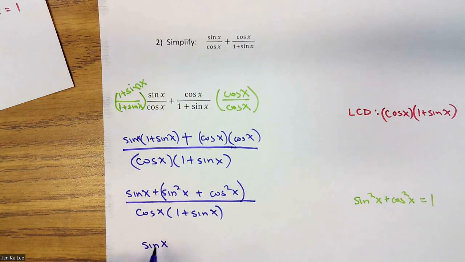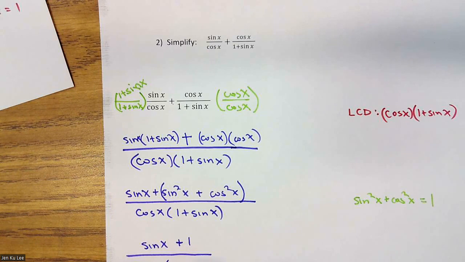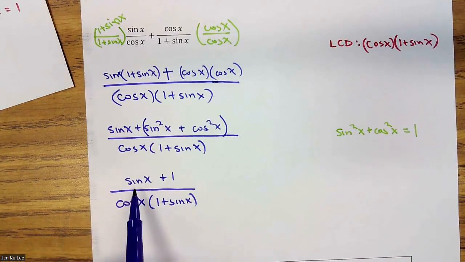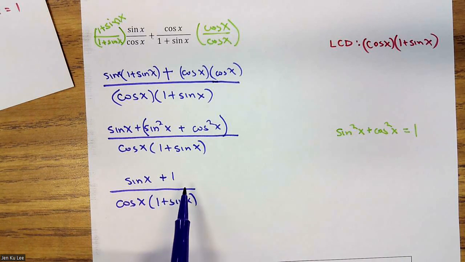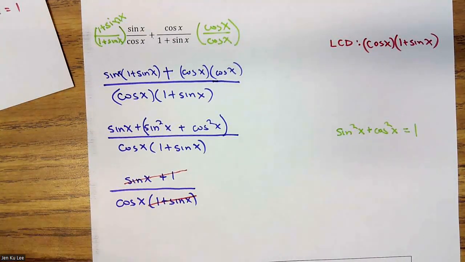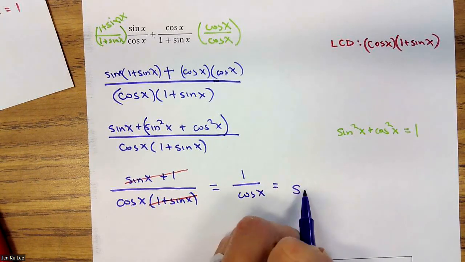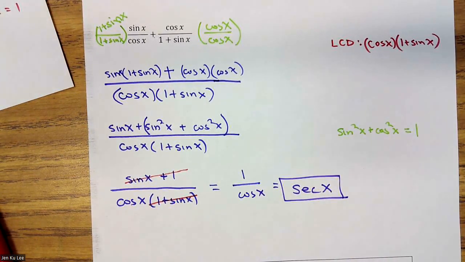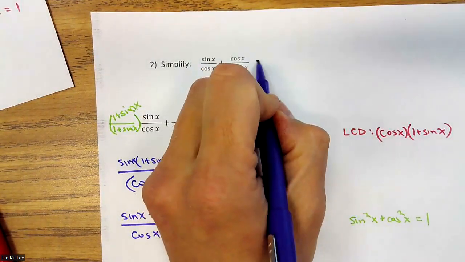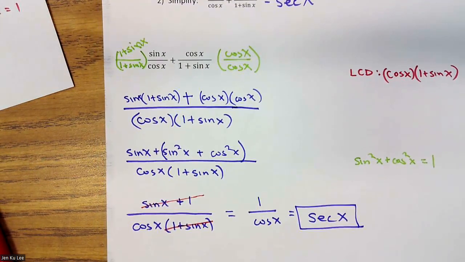So this would be sine of x plus 1 over cosine of x times 1 plus sine of x, right? So 1 plus sine of x is the same thing as sine of x plus 1. So they would essentially just cancel out. Okay, whatever's on the top. So we have 1 over cosine of x, and again, that is secant of x. How fun, right? Because you guys know that this whole thing here, when you simplify it, that's just secant of x, okay? And this is what we're going to do when we prove it.